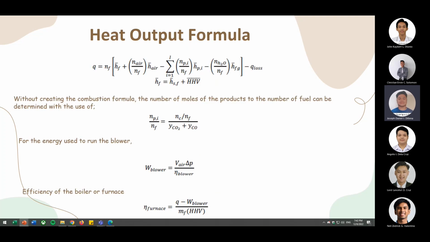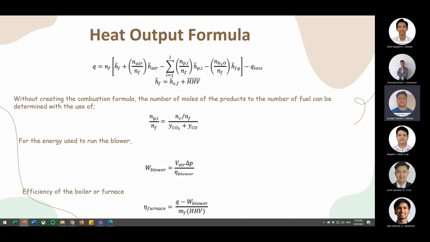Next is the heat output formula. The basis of the equation is that the heat from the reactants should be equal to the heat of the products, heat losses, and the useful heat output. Without creating the combustion formula, the number of moles of the products to the number of fuel can be determined with the use of this formula below, wherein Nc is the number of moles of carbon in the fuel.